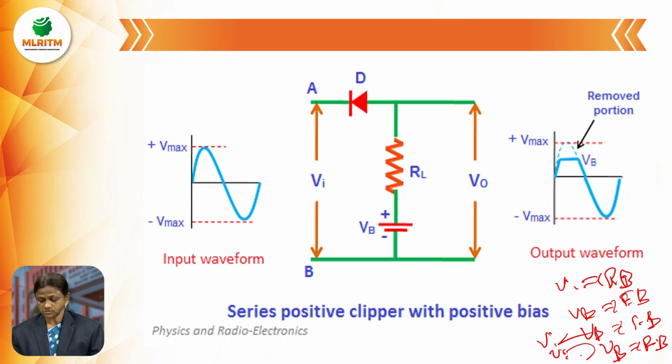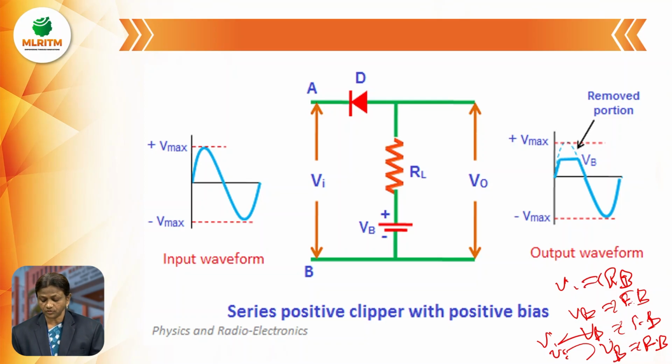Next, the second condition is whenever VI is greater than VB. Whenever VI is greater than VB, diode D is in reverse bias. Whenever diode D is in reverse bias, it does not conduct, current equals 0. When current is equal to 0, output voltage V0 equals 0. That output waveform is denoted by a dotted line. So, above VB, whenever VI is greater than VB, that portion must be cut off at the output side. That cut off portion is represented by a dotted line, or this is nothing but the removed portion at the output side.